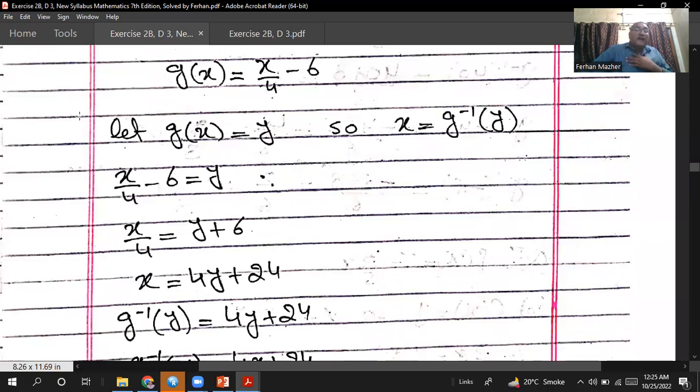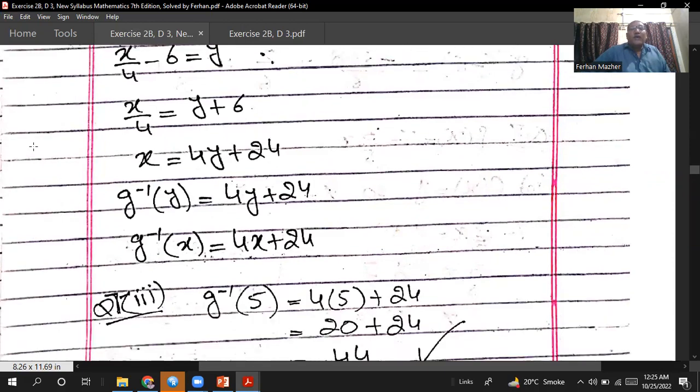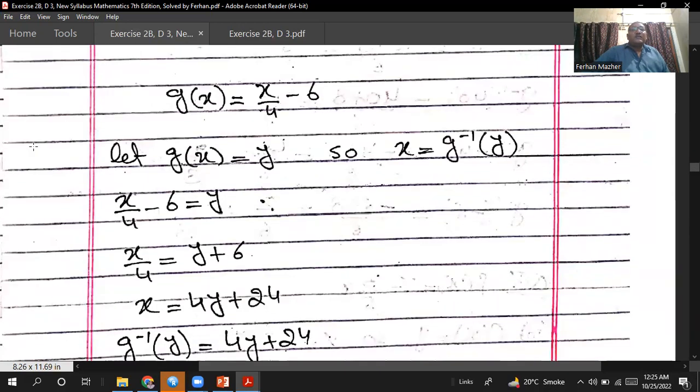So in the place of g of x, I will substitute the expression. So we will have x by 4 minus 6 is equal to y. So x by 4 is equal to y plus 6. So x will be equal to 4y plus 24. In the place of x, I will substitute g inverse of y, and that is equal to 4y plus 24. So I will change the variable. So g inverse of x equals 4x plus 24. So this is how you will do question number 7.